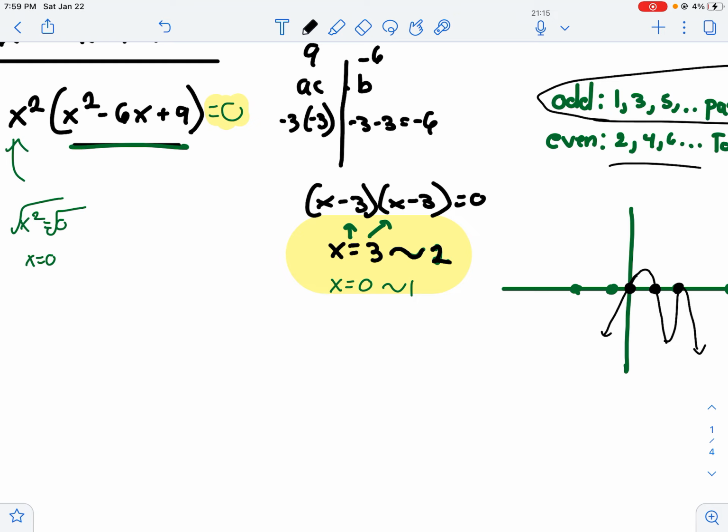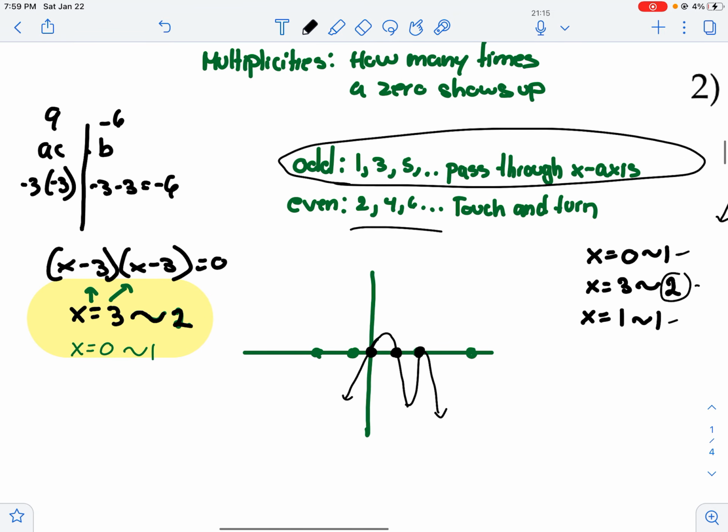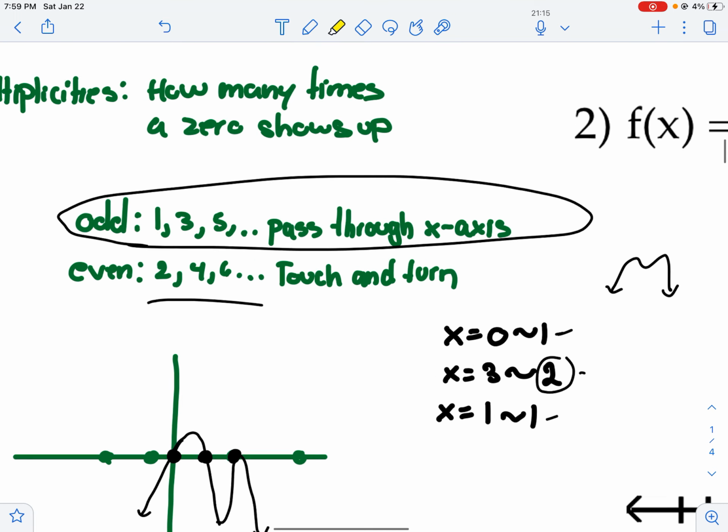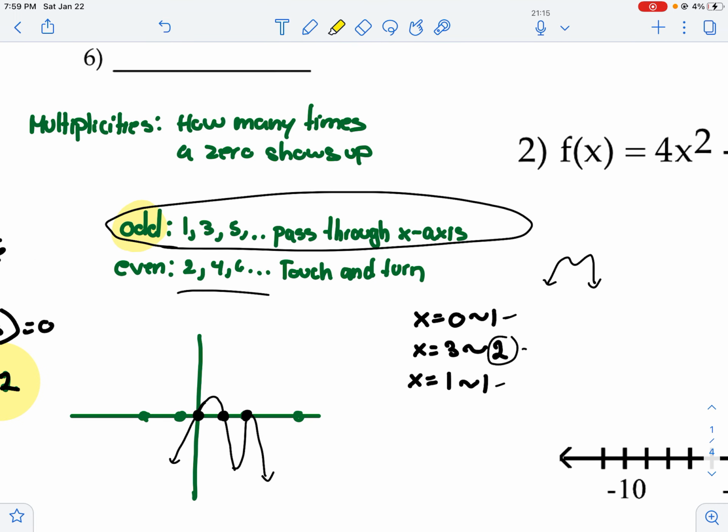And now I'm going to go on a little detour. My little detour is over here. Multiplicities are how many times a 0 shows up, okay? You just need to know that, and you're going to need multiplicities when you're graphing, and I'm pretty sure you're going to need it in the test. So you have to understand this. Multiplicities are how many times a 0 shows up. Just think multiple, okay?